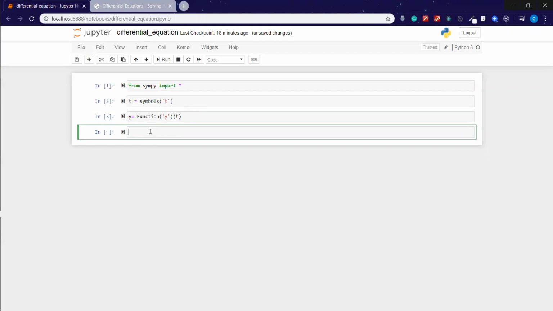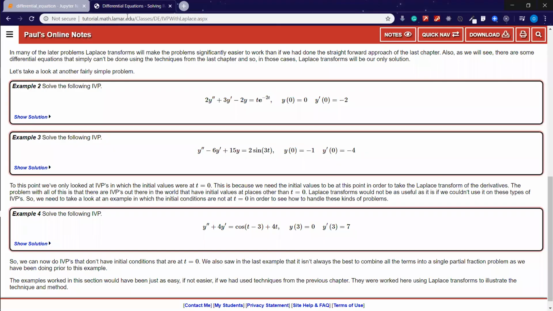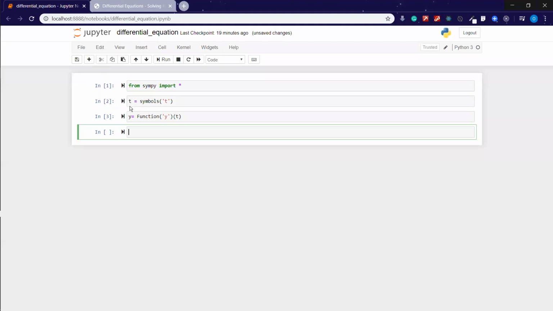So next thing we need to do is to define what our derivatives are. Since this is a second order differential equation, it has the dependent variable y, its first derivative, which is y prime, and its second derivative, which is y prime prime. So we have defined y already, which is what we have here in the third cell. Now I need to define my first derivative and second derivative of y with respect to t.